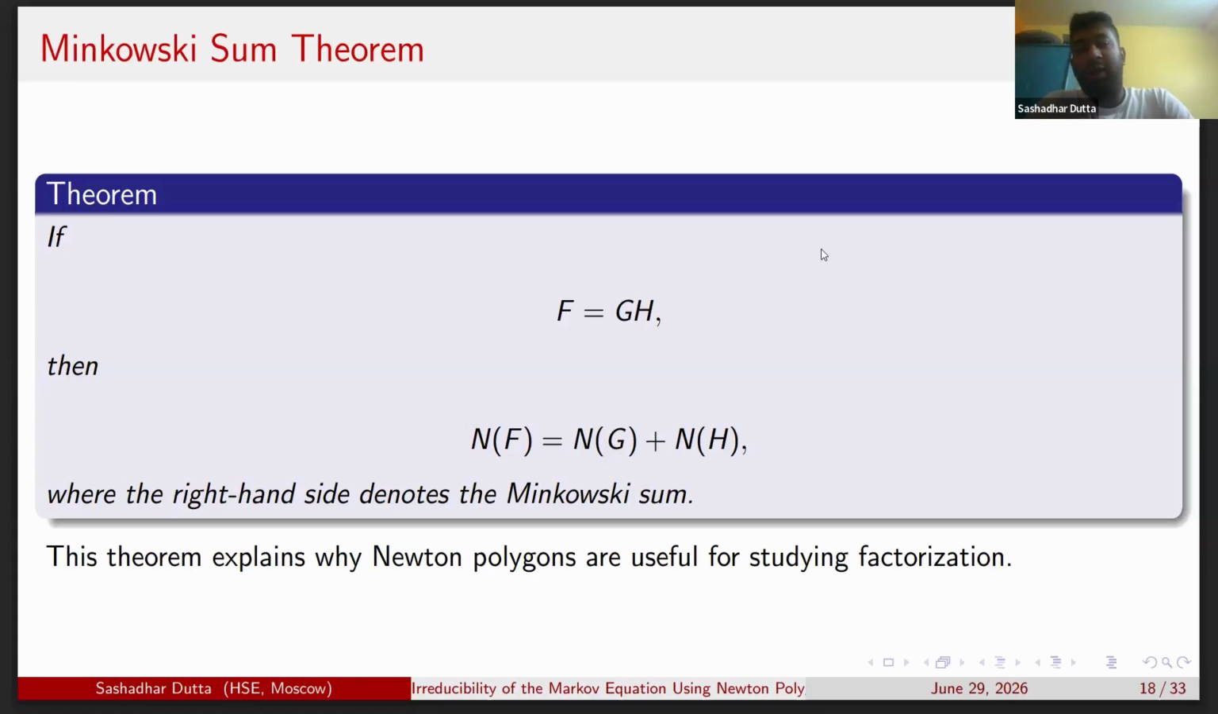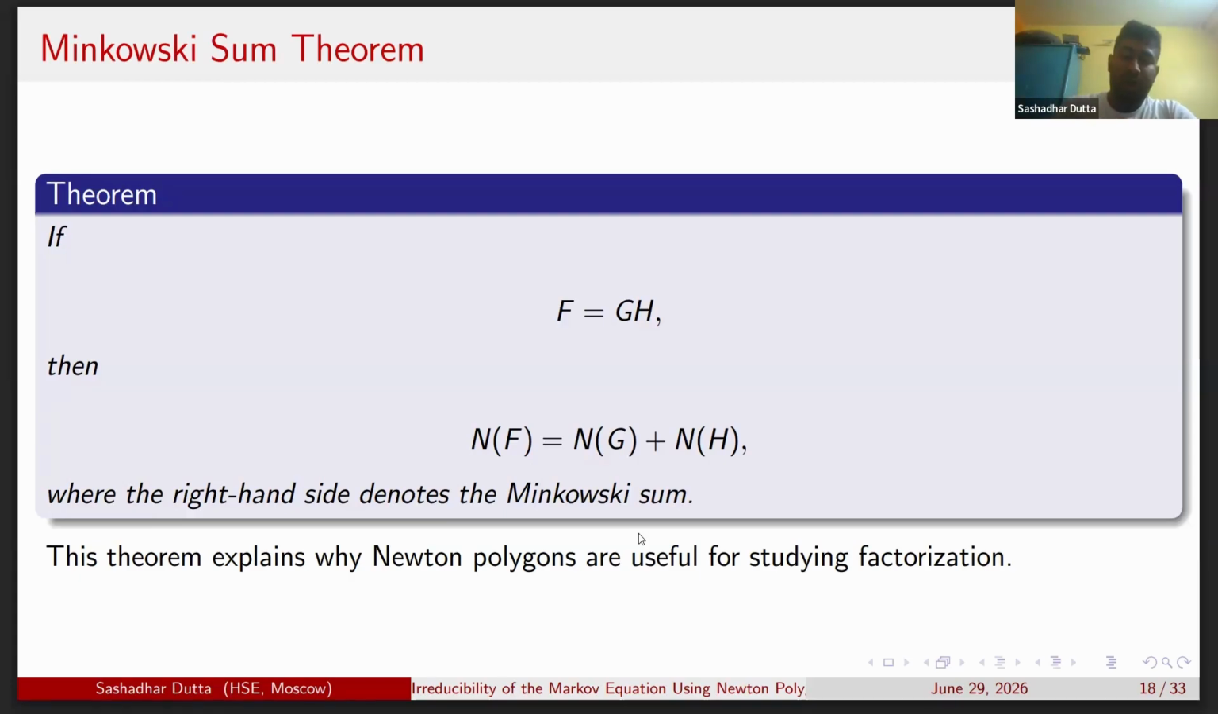So now this is an interesting topic called the Minkowski sum theorem. The Minkowski sum theorem says that if f equals gh, a polynomial that we can write as two parts, g and h, both also polynomials, then the Newton polygon of f is equal to Ng plus Nh. The right hand side denotes the Minkowski sum. This is called the Minkowski sum.